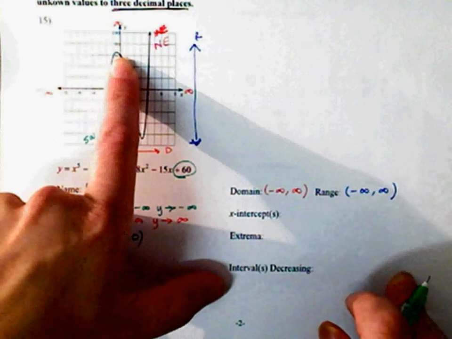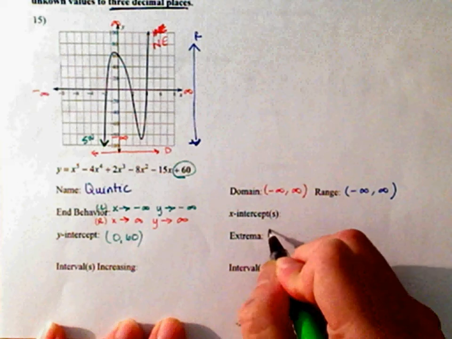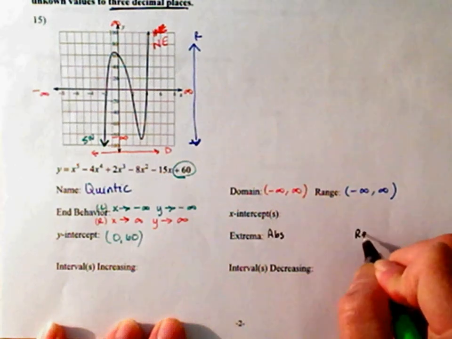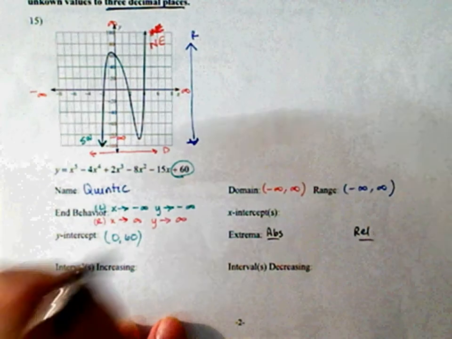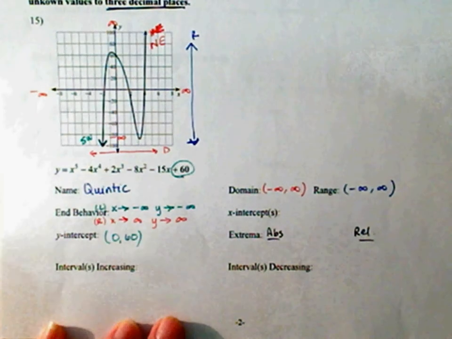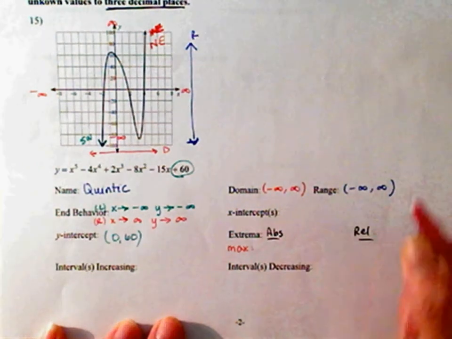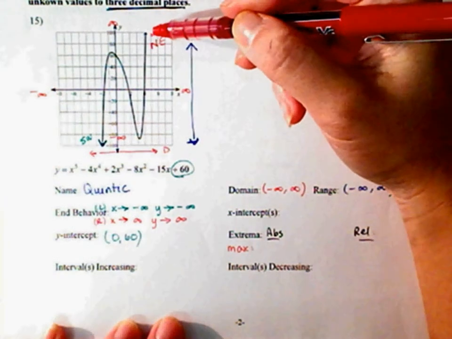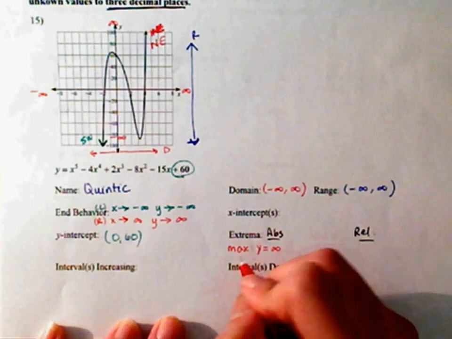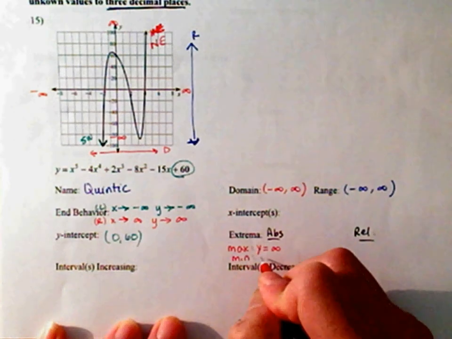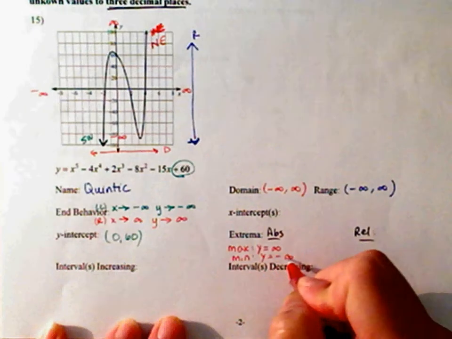Your extrema, there's two kinds. There's your absolute, and there's your relative, okay? They don't all have both. Some have part of it, some don't have the other, so just be careful. All right, absolute max. Let's take a look. How high is this graph right here? It's heading all the way to positive infinity. Let's look at your minimum. How low is this graph? Negative infinity. That's as low as it's going to go, all right?